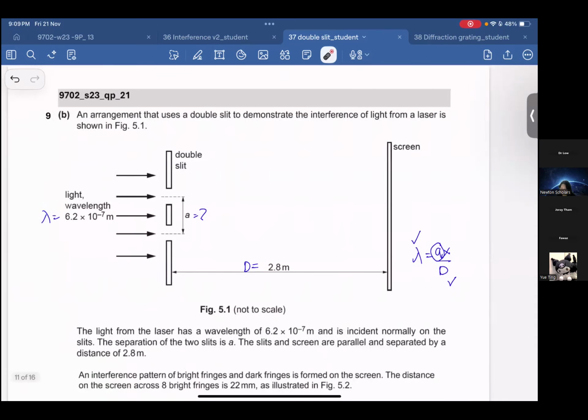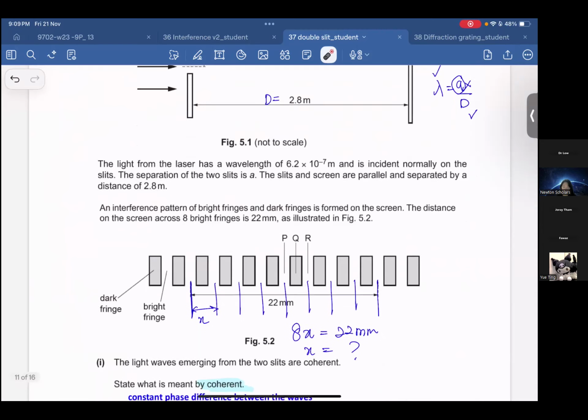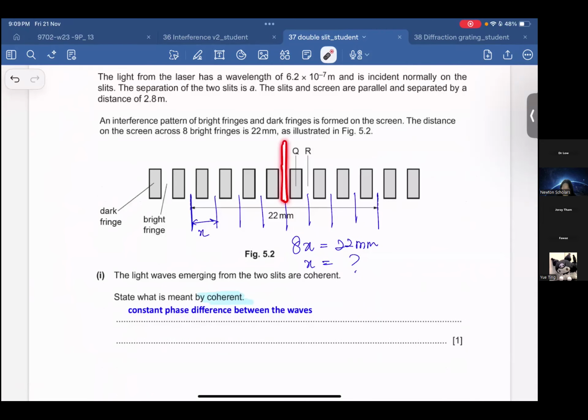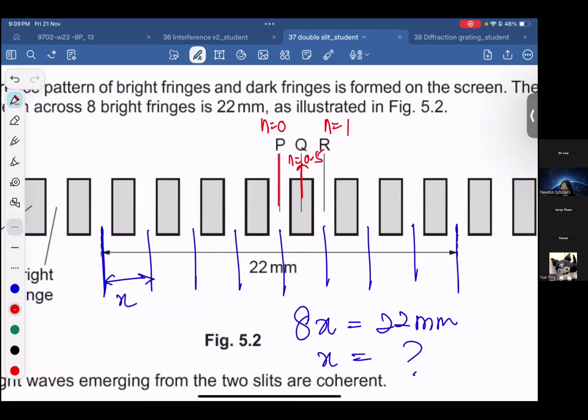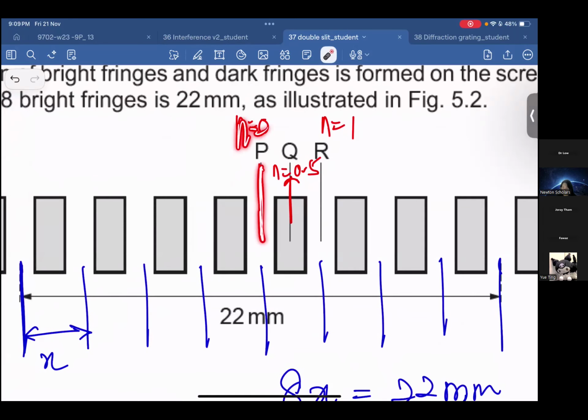Here, this is the center. The question told you, not I told you: fringe P is the center. So this one is at the center. That means at this point P, n equals 0. Then it goes to another bright fringe, this is n equals 1. The question is asking you about the center of Q here. So what is your Q here? Dark fringe, n equals 0.5. Can you see that? Here, the center is 0, then it goes to another bright fringe, which is 1. In between, the dark fringe is actually 0.5.